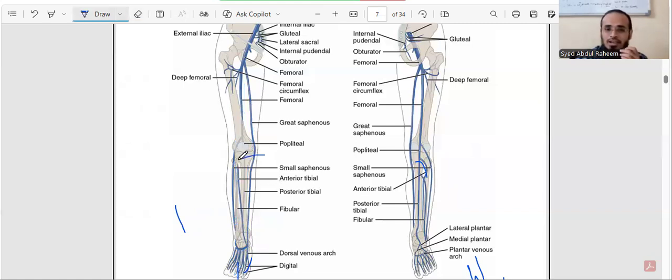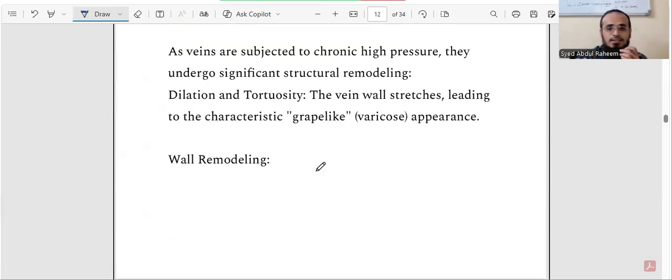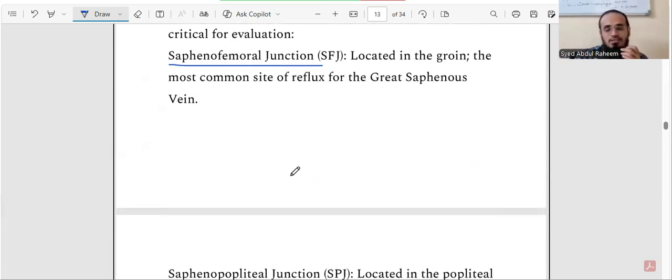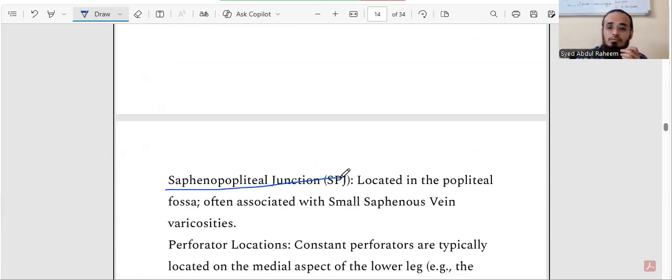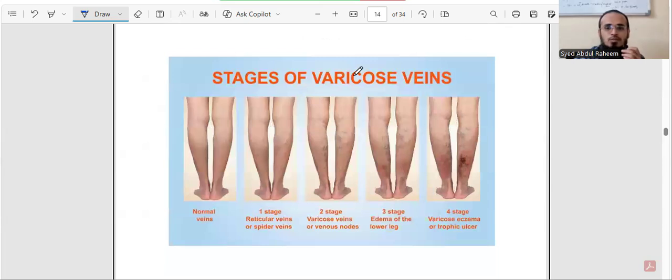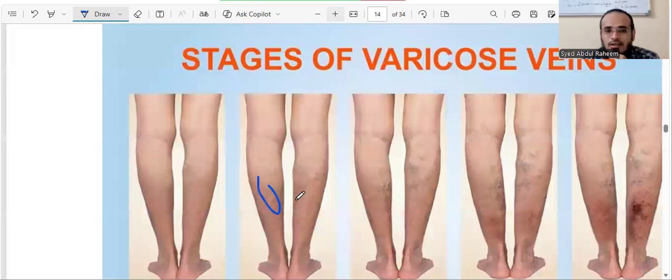If the valve has failed here, you will be able to see the entire portion is affected. If you see here, from here to here, the entire portion is affected. That is written here in this text. The saphenofemoral junction is present in the thigh region. If the valve there is affected, the entire leg is affected. Or if the saphenopopliteal junction is affected, meaning posterior to the knee, at that junction if the valve is affected, you can see the leg is affected, or below, in and around the medial malleolus or ankle joint. So you will be able to see the leg part is affected. According to that you will be able to see. You can see this is the normal vein, and this is the starting stage of varicose vein.